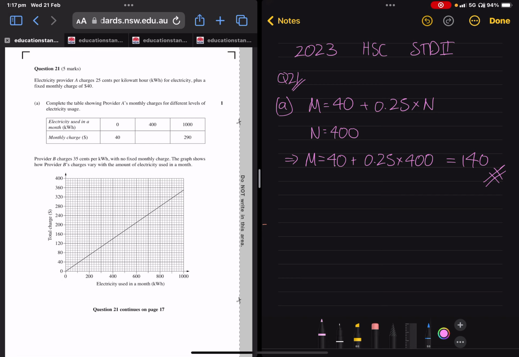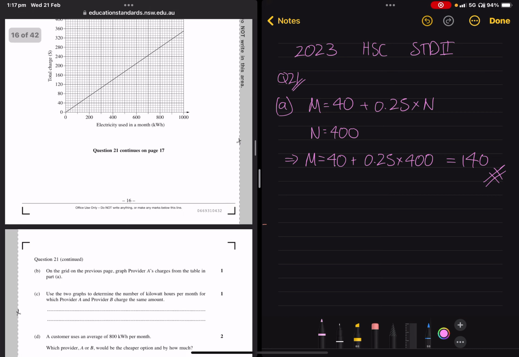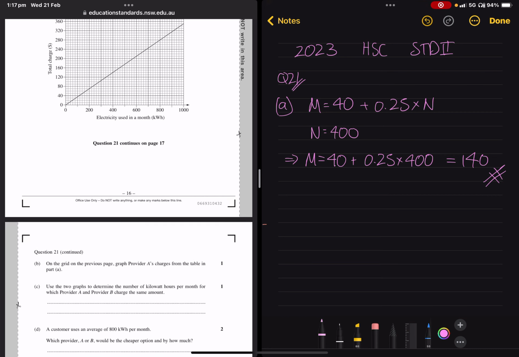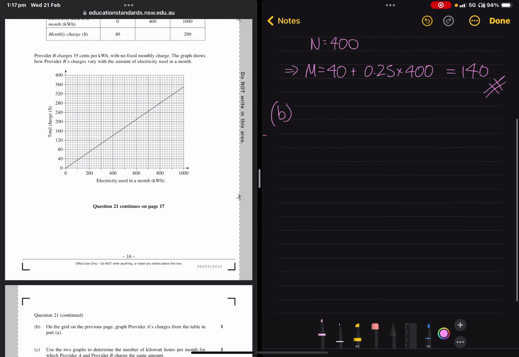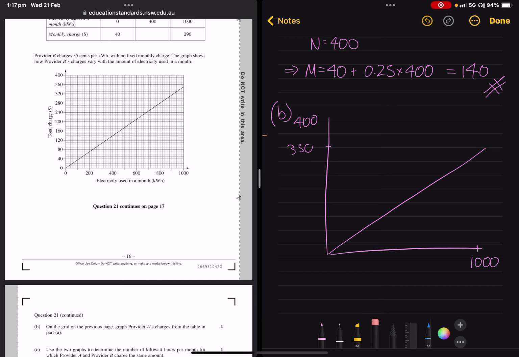Now we are also told that provider B charges 35 cents per kilowatt hour with no fixed monthly charge, and the graph shows how they charge. Part B says on the grid, graph provider A's charges. All right, so we'll produce our own little grid over here. It's going to go up to 400 on this axis, up to 1000 on this axis. Provider B, the graph that we already have, goes up to about 350 at 1000. We can just read that off the graph. So their line looks something like this. This is about right.